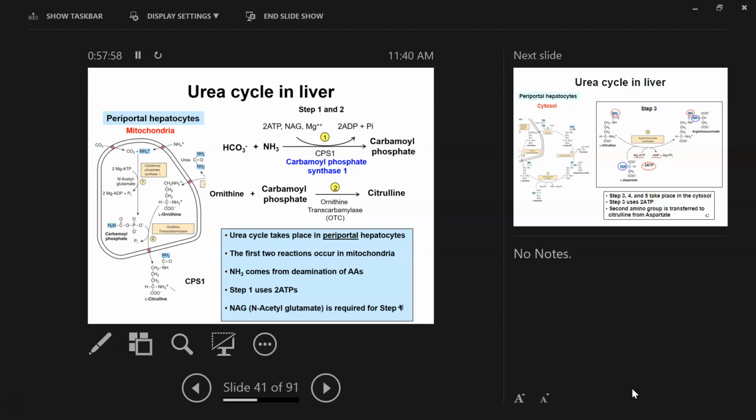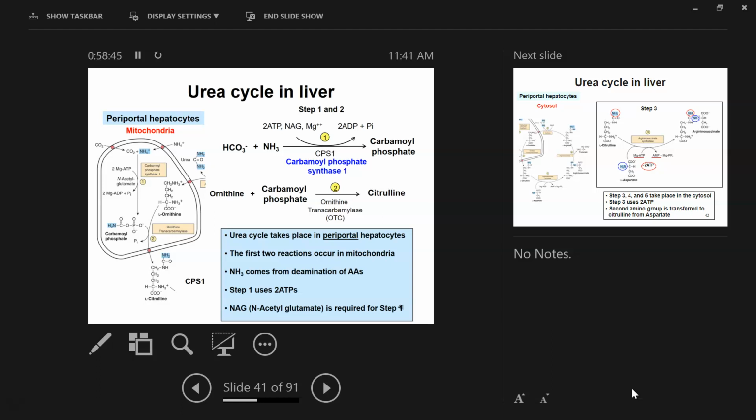So now let's talk about the first 2 steps in the mitochondria. The substrates for the urea cycle, right? One is ammonium that we need to get rid of. It's generated from the transamination and deamination of amino acid metabolism, and the carbon comes from CO2 or bicarbonate. So ammonia and CO2 or bicarbonate together form carbamoyl phosphate. So this is the first step, the first reaction.